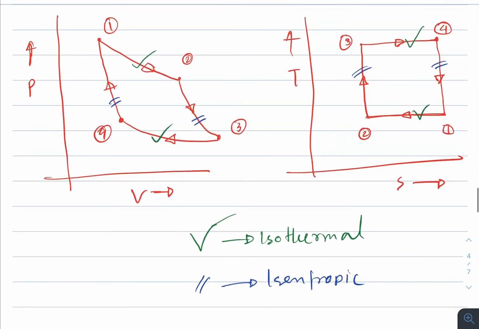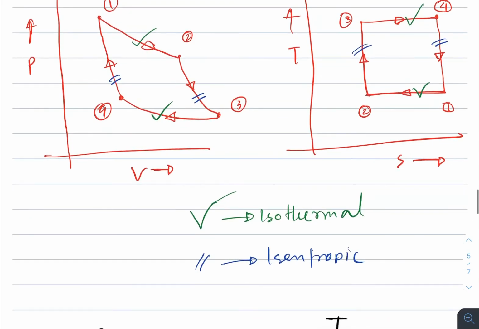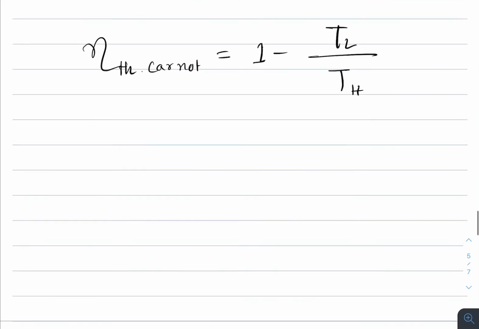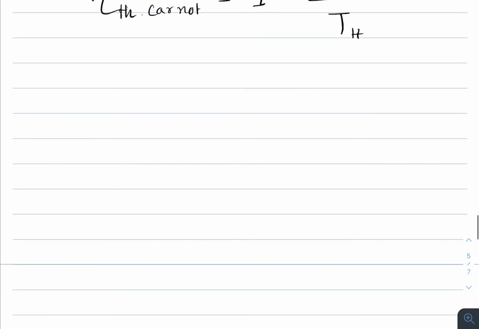However, keep in mind that these are our standard cycles. When we analyze the actual cycle, we'll again plot them, and we'll try to see how the actual cycle deviates from this ideal cycle. So that's the use of the Carnot cycle.